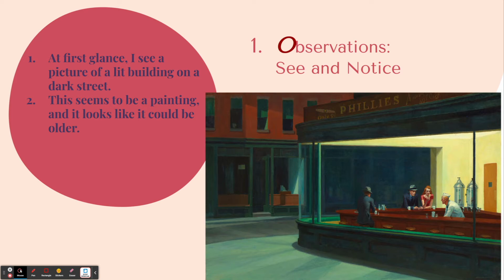So, this is one of my favorite paintings to do this with. When I look at it quickly, at first glance, I see a picture of a lit building on a dark street. One simple sentence. I could even say this seems to be a painting and it looks like it could be old. I could say that too. Both of those are observations, both of those are what I notice about the image.